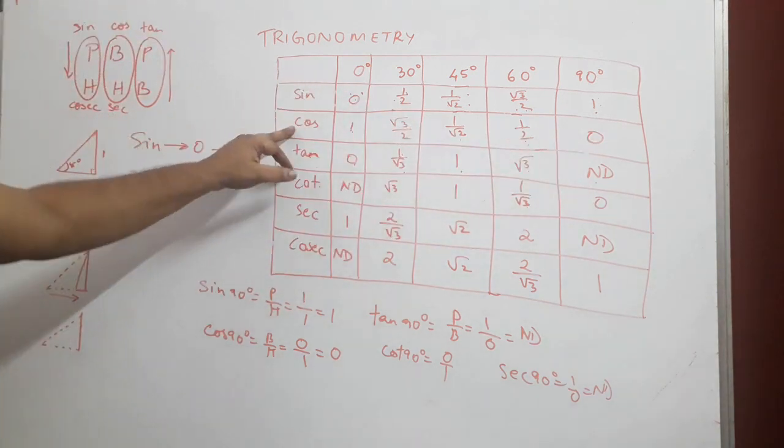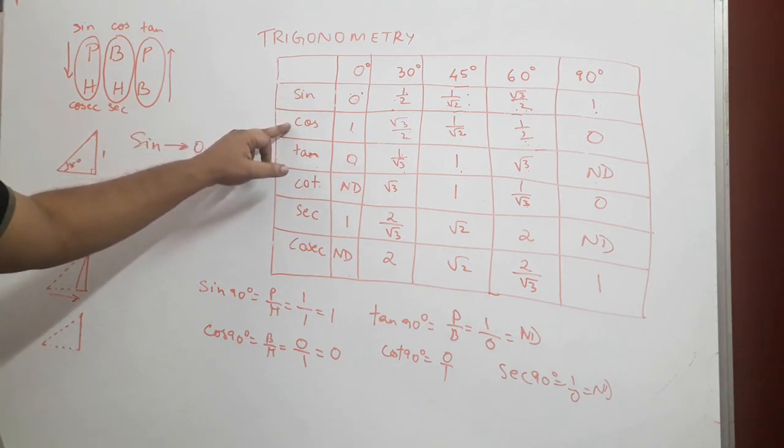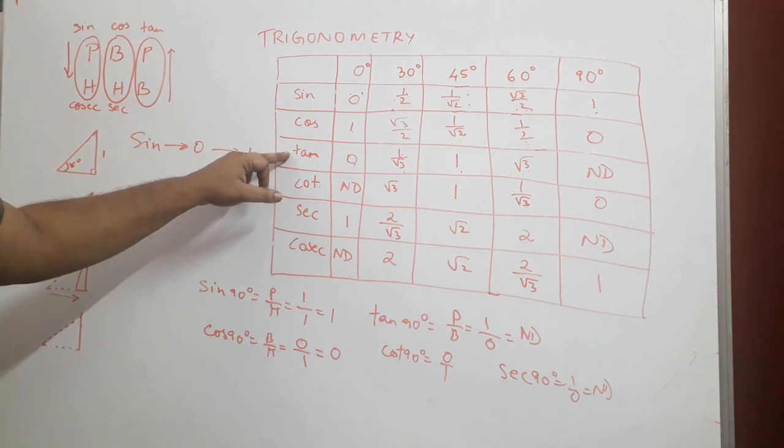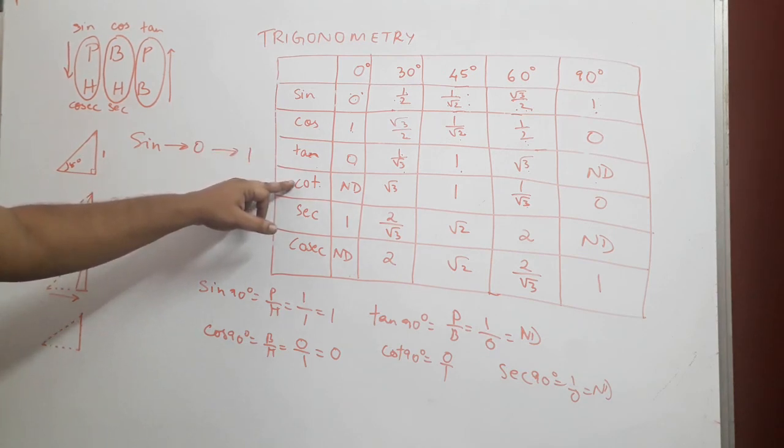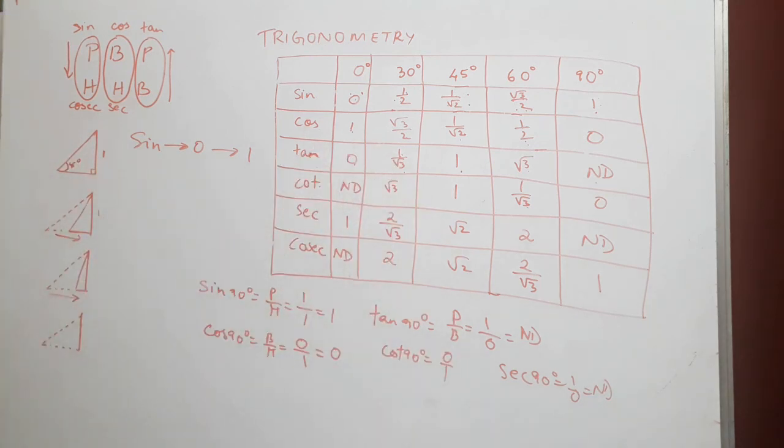Once you've got sine and cos, you can easily find tan, because tan is nothing but sine upon cos. Once you've got sine, cos and tan, you can easily get their reciprocals to get cot, sec and cosec, and this way you will be able to master the trigonometric table.